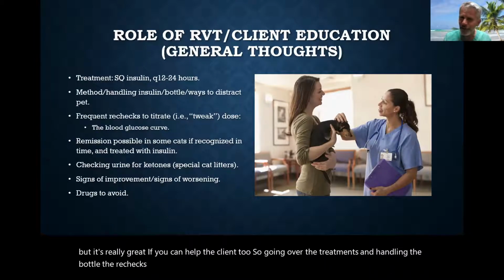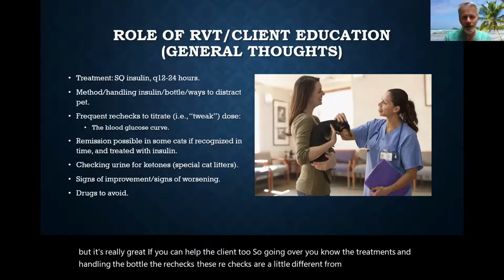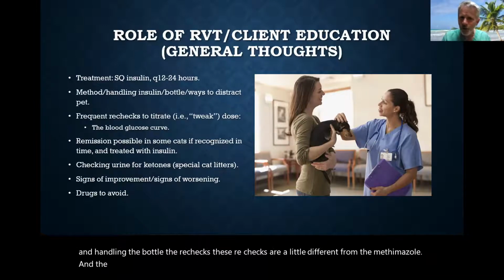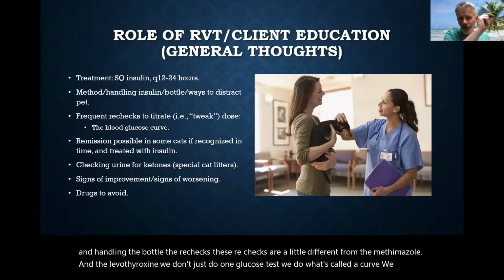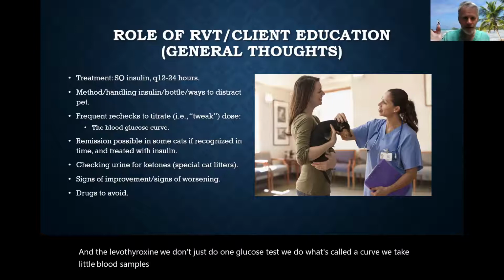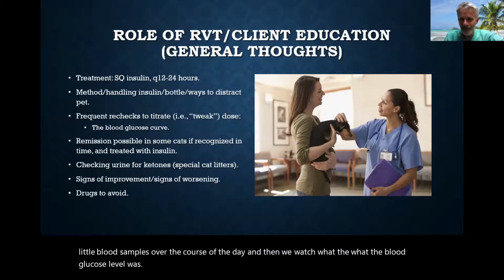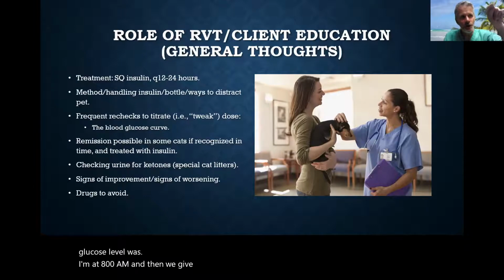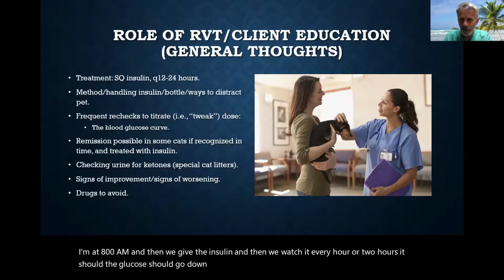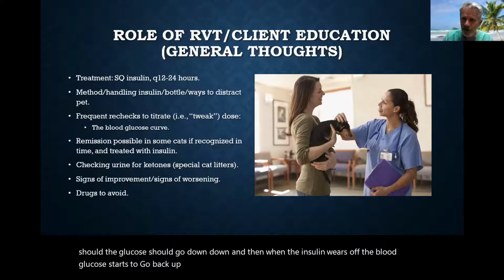These rechecks are a little different from the methimazole and the levothyroxine. We don't just do one glucose test. We do what's called a curve. We take little blood samples over the course of the day, and then we watch what the blood glucose level was at 8 a.m. and then we give the insulin, and then we watch it every hour or 2 hours. The glucose should go down, down, down, and then when the insulin wears off, the blood glucose starts to go back up, up, up again until there's time for their next dose.